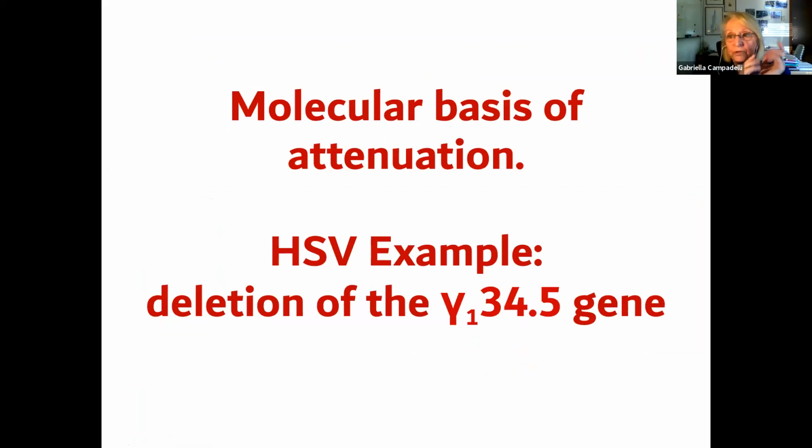So I want to give you one example of how we attenuate virus. I cannot cover attenuation of all the different viruses. So I will give the example of herpes simplex virus. Most of the oncolytic viruses based on herpes simplex, including the one which is approved, carry the deletion of a gene which is called the 34.5 gene. Let's see how it works.